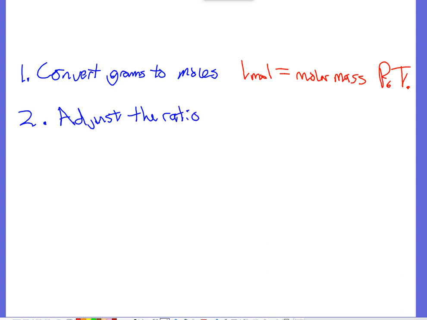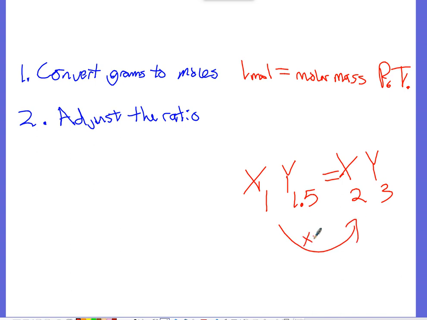Let me just show an example. If I had x was 1 and y was 1.5, that is the same ratio as 2 and 3. If I multiply both of these by 2, I have a nice whole number ratio, don't I? All right, so maybe I have to multiply them both by 2 to adjust the ratio. More commonly, though, the more common thing is to divide by the smaller moles.